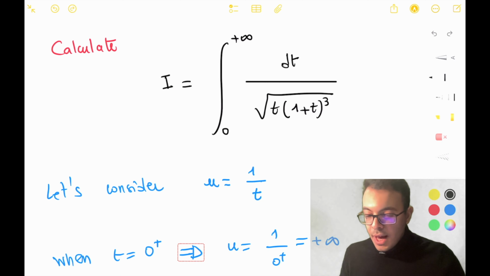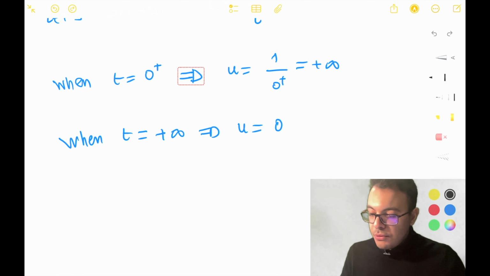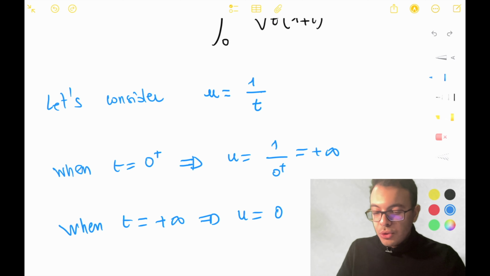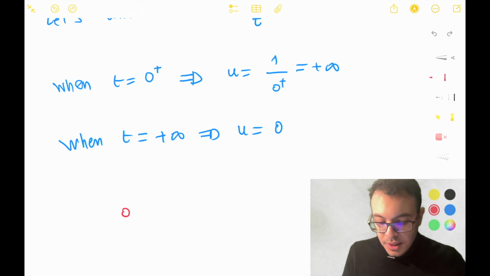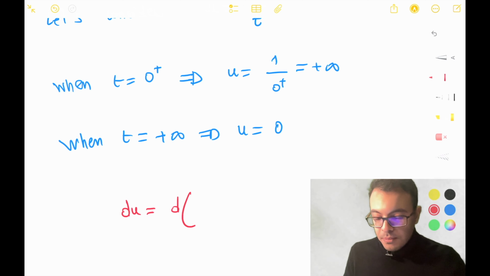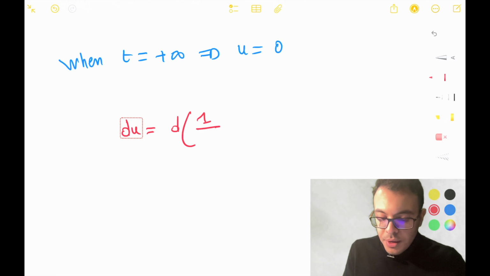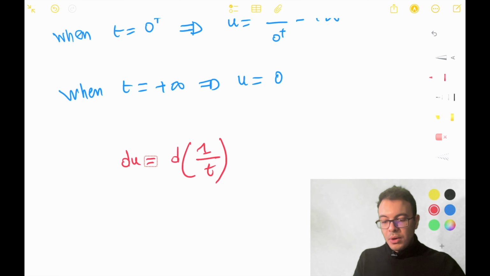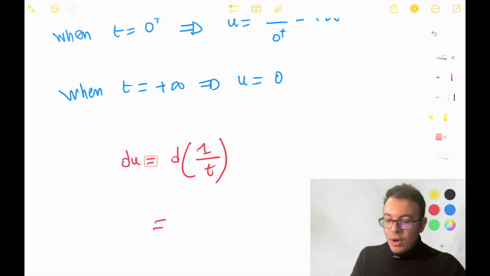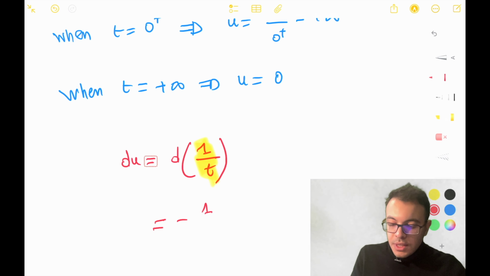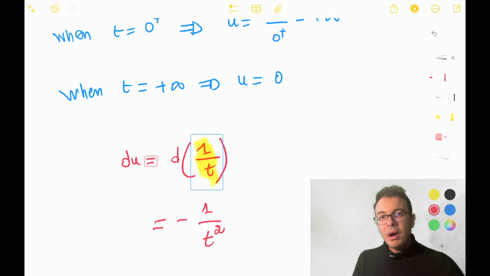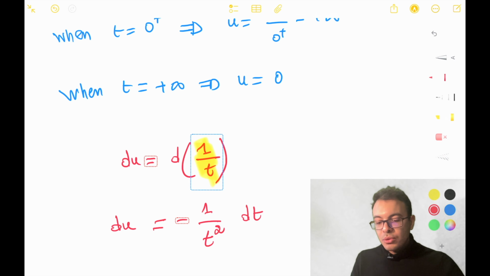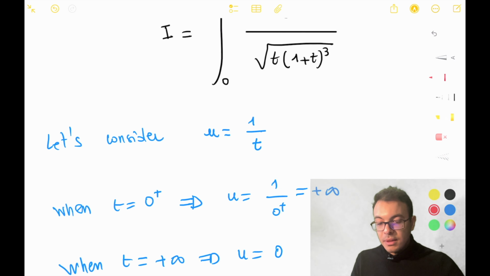Then we have to differentiate t and differentiate u. u equals 1 over t, so du equals d of 1 over t. The derivative of 1 over t is minus 1 over t squared, dt. So du equals minus 1 over t squared dt. Okay?